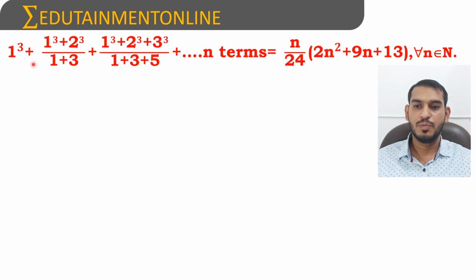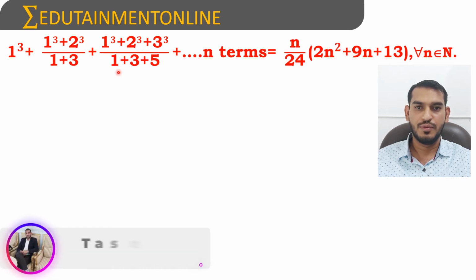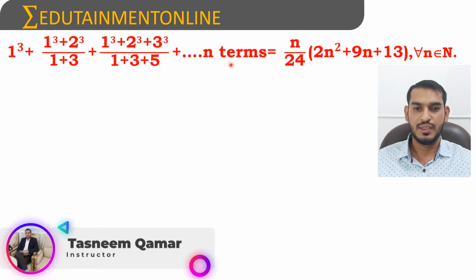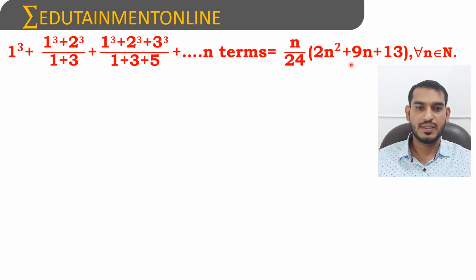Prove that 1 cube by 1, plus 1 cube plus 2 cube by 1 plus 3, plus 1 cube plus 2 cube plus 3 cube by 1 plus 3 plus 5, and so on up to n terms, is equal to n by 24 into 2n square plus 9n plus 13 for all natural numbers.